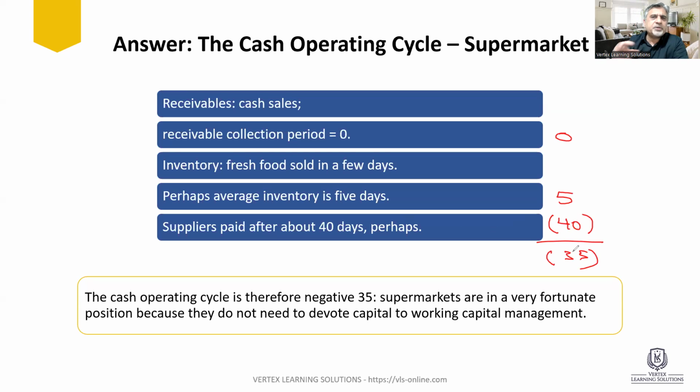Negative 35, negative is not a bad thing here. Negative 35 is just an interpretation that cash remains with me for 35 days, because from customers I get money in 5 days. I sell everything in 5 days. I've got my cash in my pocket. But to suppliers, I have to pay in 40 days. So this cash remains with the supermarket for 35 days, which is exactly opposite or different from other businesses. Other businesses have to invest themselves. In a supermarket, they get cash out of the business.